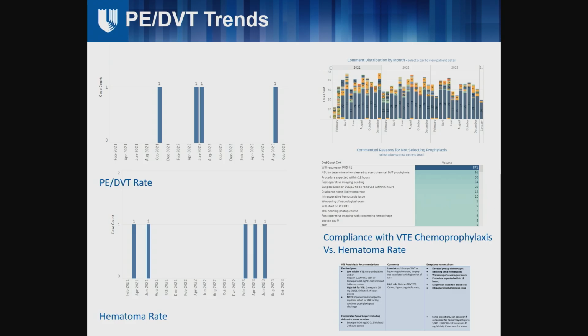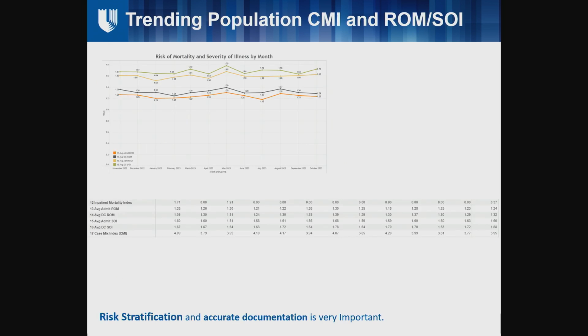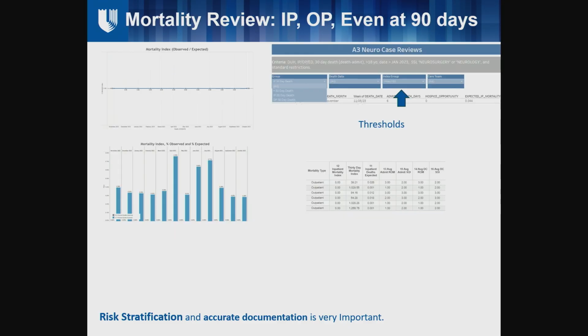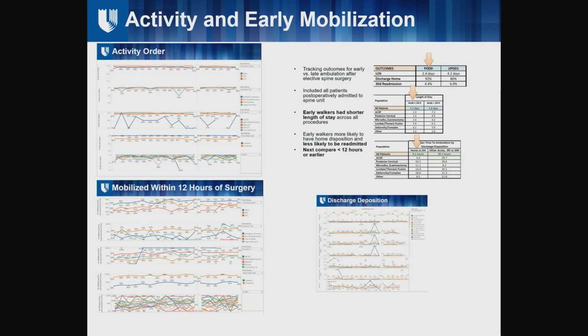We look at not just DVT rate, PE, but having a hematoma rate as a result of strict DVT prophylaxis. It's very important in any population to trend out the CMI, the risk of mortality, severity of illness. So we're keeping track of the population data and keeping track of how sick they are. Again, looking at mortality, you can't just look at patients that pass away in the hospital. You need to look at outpatient deaths, even up to 90 days. I would argue even further, but as we're going to talk about, value-based care is really 90 days.